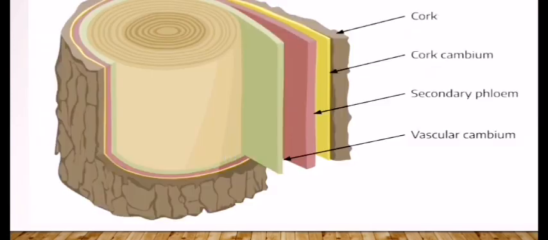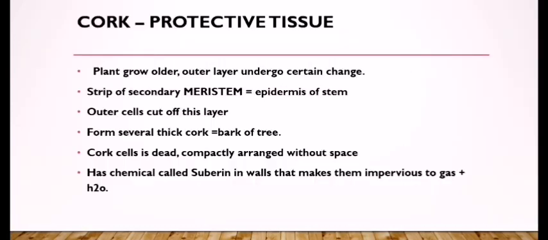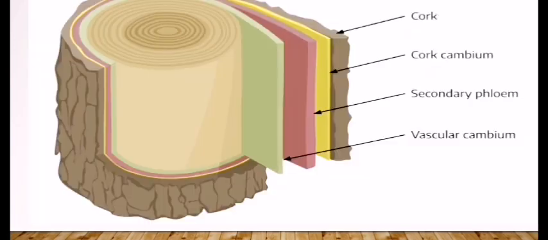Here you can see this is an old plant, and the secondary meristem or the epidermis of the stem is going to get cut by the outer layer and a cork will appear. So these are the different layers present in the wood. Right now you only need to see what is cork. When it comes to higher grades, you will learn what is cork cambium, secondary phloem and vascular cambium. At this point of study, you only have to learn that this brown colored surface which you are seeing is called the cork, and it will only be seen in the older plants.